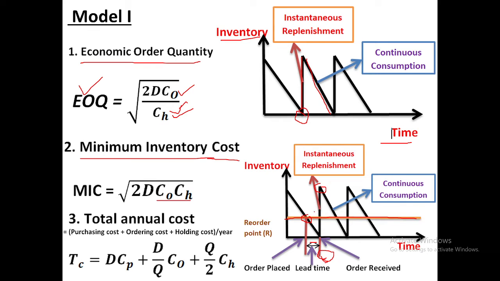Next is the total annual cost. Total annual cost means purchasing cost, ordering cost and holding cost per year. So total annual cost is D CP, where D is the demand and CP is the price per product, this is the purchasing cost. Ordering cost equal to D by Q, demand over quantity, times CO. Next, holding cost is Q by 2 into CH, where Q is the quantity and CH is the holding cost. This is model 1.